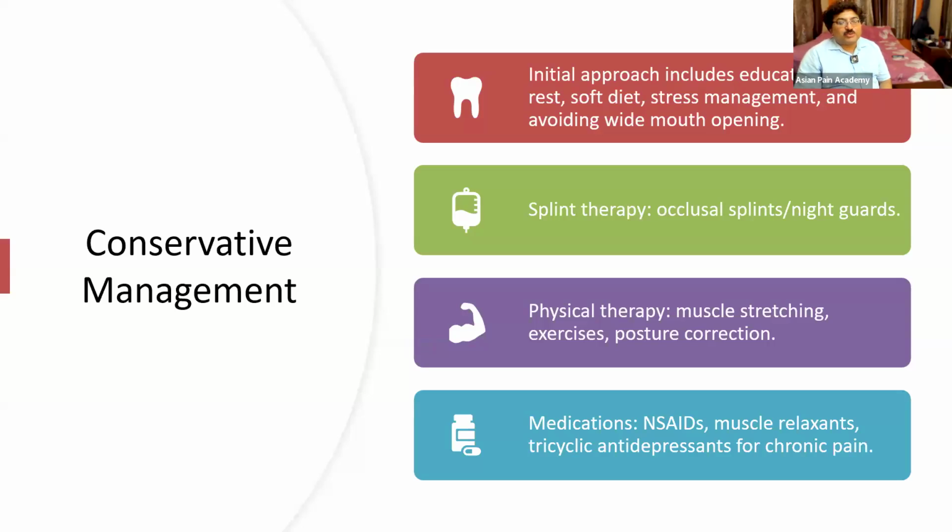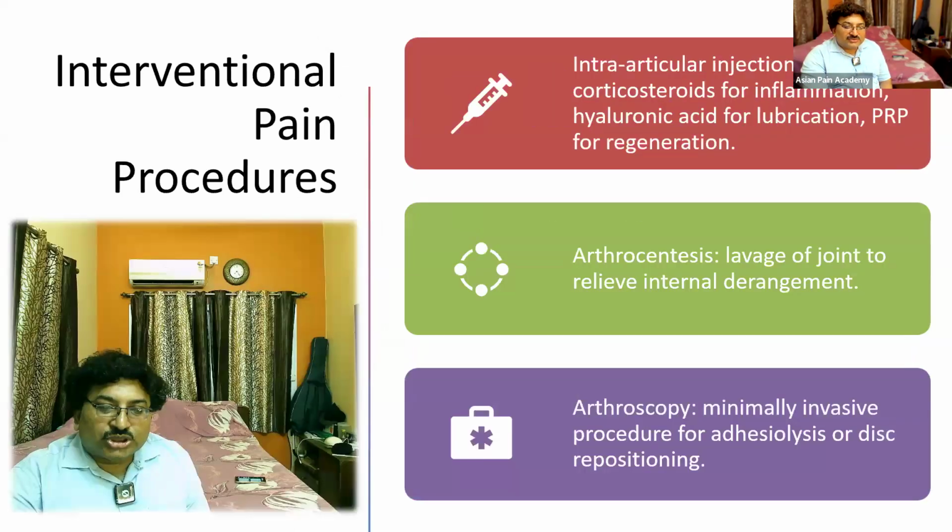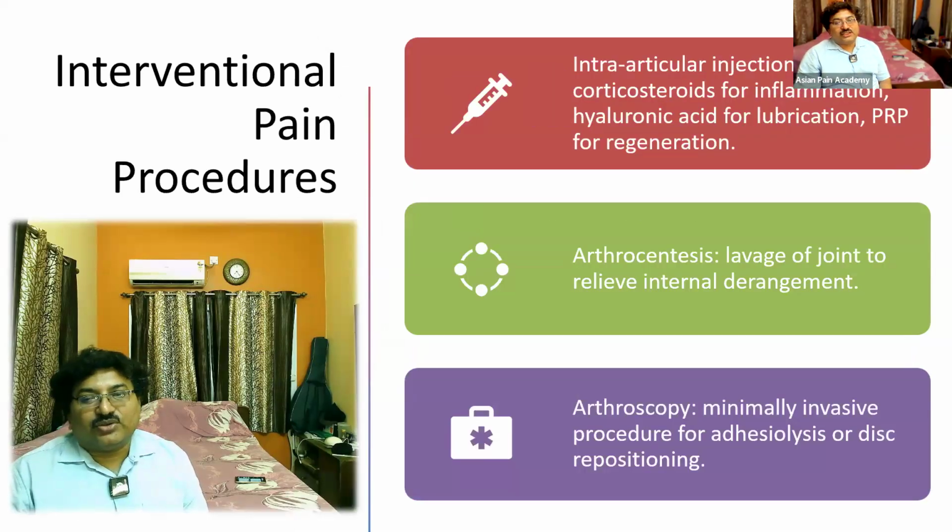In the management part, the first part is definitely conservative. We usually give rest, sometimes some NSAIDs, do some stress management, and avoid wide mouth opening initially. Sometimes occlusal splints can be given. Physical therapy and muscle stretching exercises are possible, but in most cases we go for NSAIDs and muscle relaxants, and sometimes tricyclic antidepressants if the pain is very chronic. Once we have given these and it is not responding, then we can go for intra-articular corticosteroid injection for the inflammation. Hyaluronic acid for lubrication is also done in certain studies, and sometimes PRP therapy for regeneration is also tried.